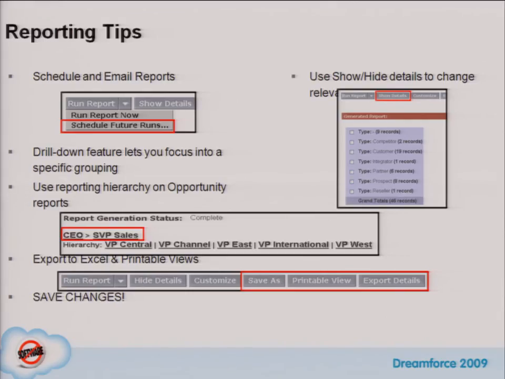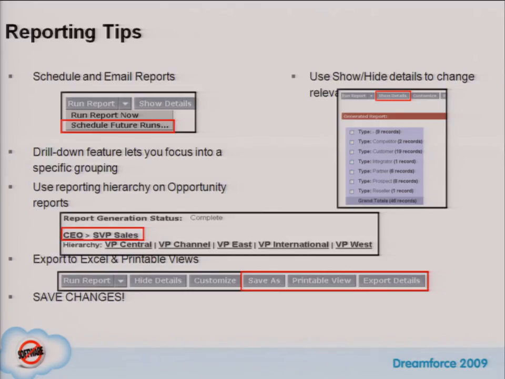Two other things you can use are the export to Excel and the printable view features. These are obviously ways to take the information out of the system. Still try to keep them in the system if you can, but if you need to take it out, those are options you have to use. And then finally, always remember to save your changes and take advantage of the Save As feature.